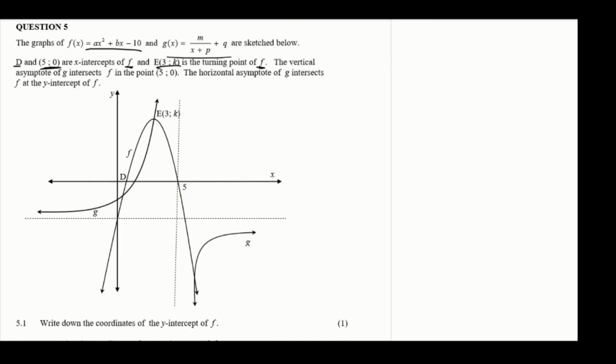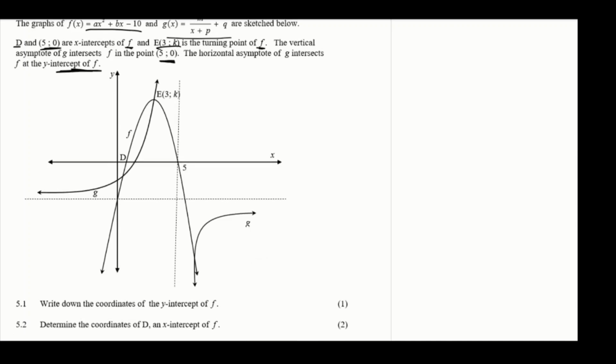The vertical asymptote of g intersects the graph of f at 5 and 0. The horizontal asymptote of g intersects the f graph at the y-intercept. So we have all the information, and the diagram below is given. So let's answer the following questions.